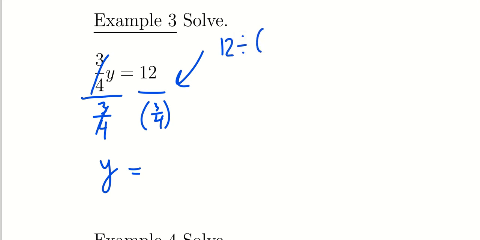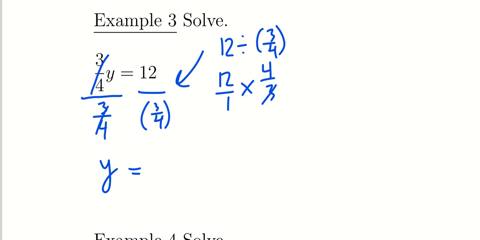divided by 3/4. Remember, how do we divide with fractions? Well, we keep, change, flip. 12 is the same thing as 12 over 1. Division changes to multiplication by changing the second fraction that's behind it to its reciprocal. 3 over 4 becomes 4 over 3.